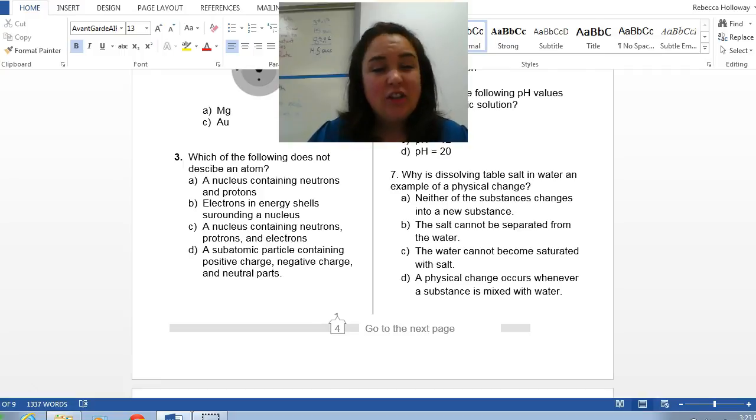Number 3. Which of the following does not describe an atom? A, a nucleus containing neutrons and protons. B, electrons and energy shells surrounding a nucleus. C, a nucleus containing neutrons, protons, and electrons. D, a subatomic particle containing positive charge, negative charge, and neutral parts. Which of the following does not describe an atom? If I am going too fast, don't worry, you can always pause me, rewind, fast forward, and make sure that you get all the information you need.